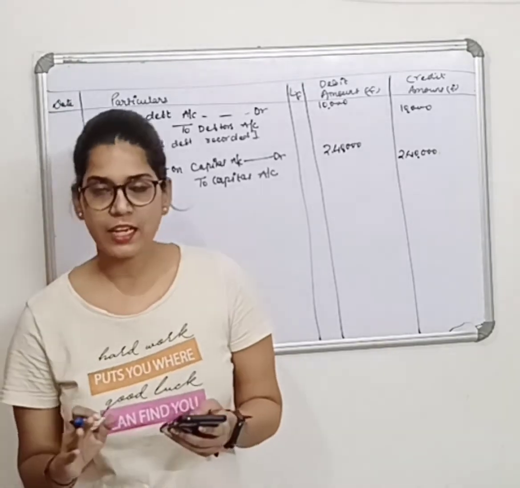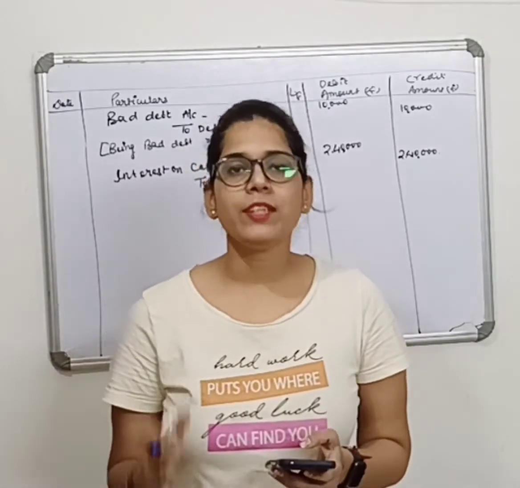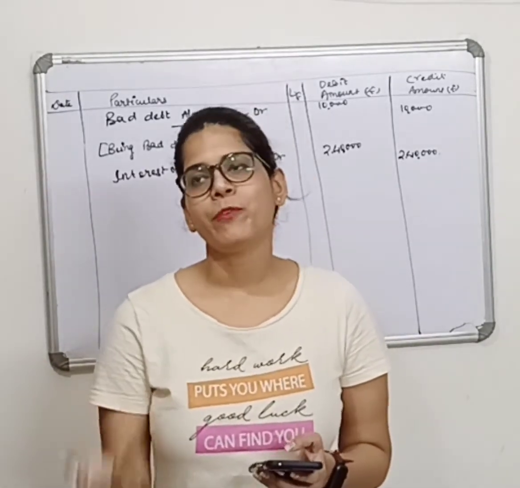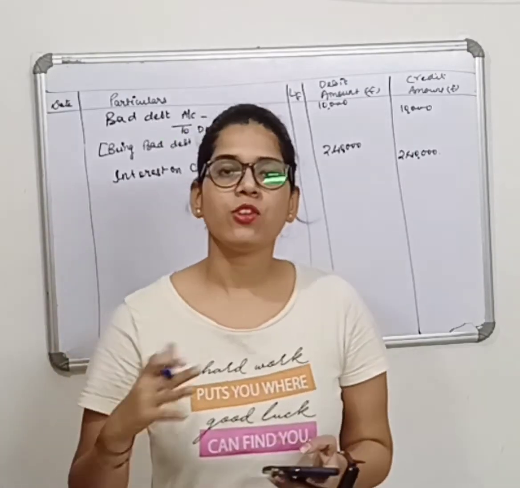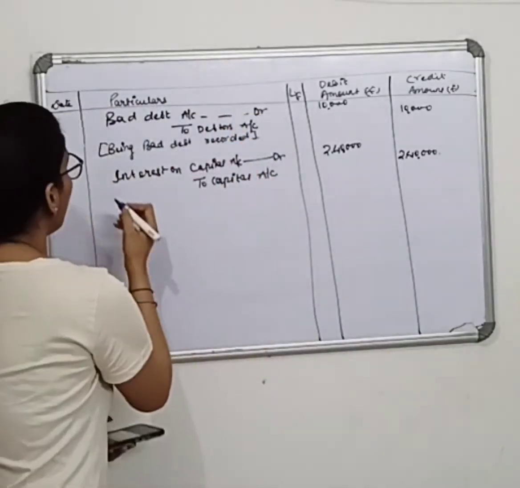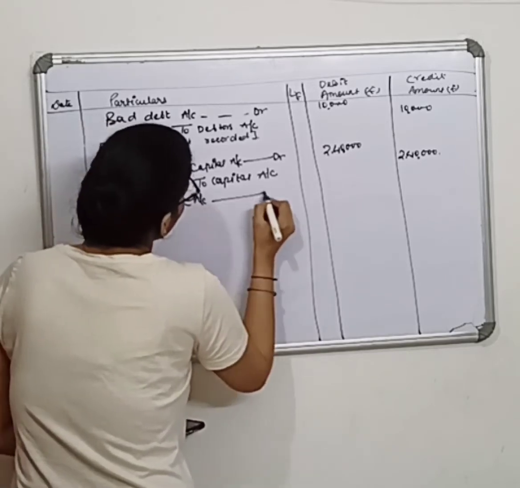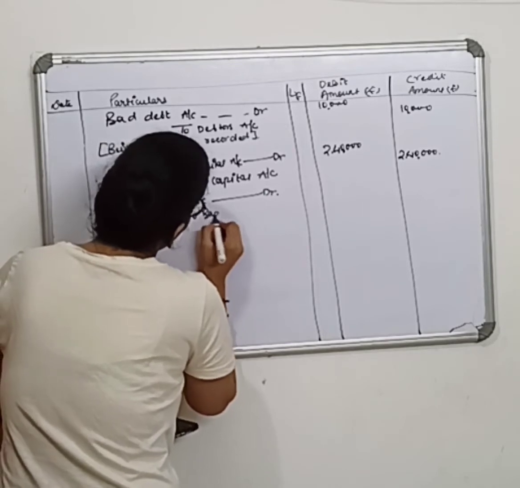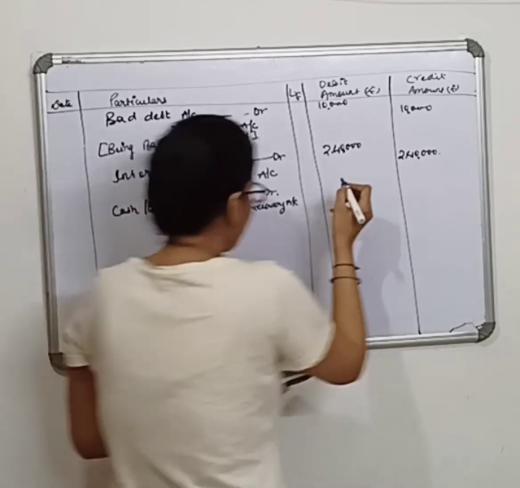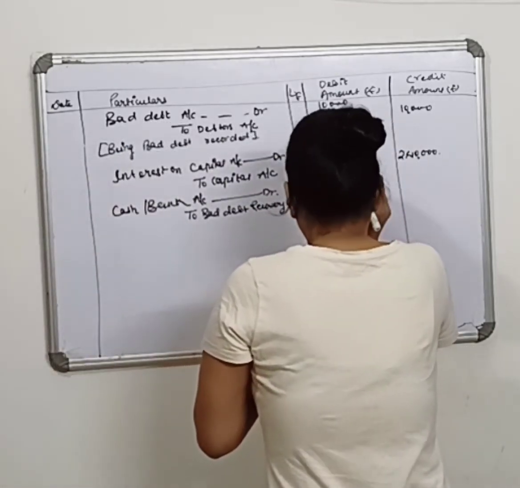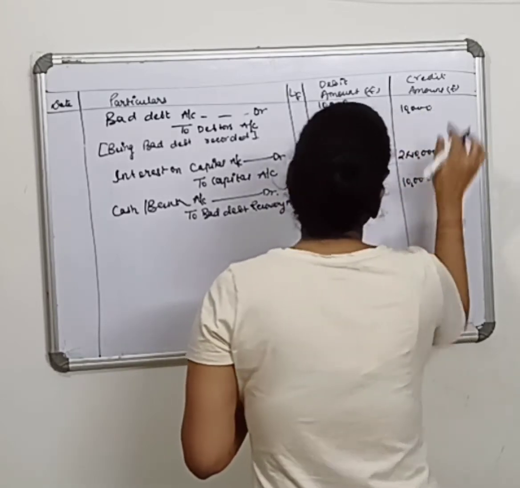So the journal entry that will be made in this case will be cash or bank account debit to bad debt recovery account. Whatever the case may be, whether we've received cash or the amount is credited to our bank account, you will debit cash or bank account, debit to bad debt recovery account, and the amount is rupees 10,000, because they have said the bad debt which was earlier recorded is now recovered.